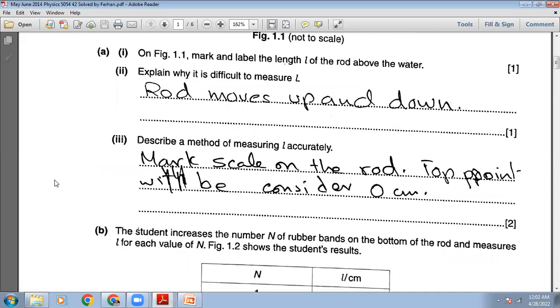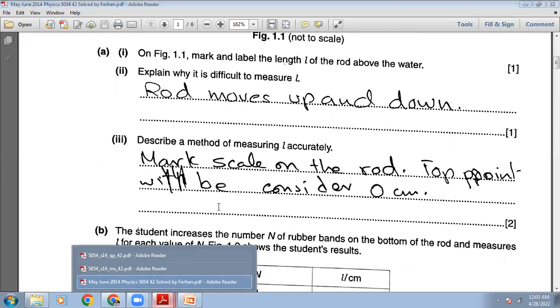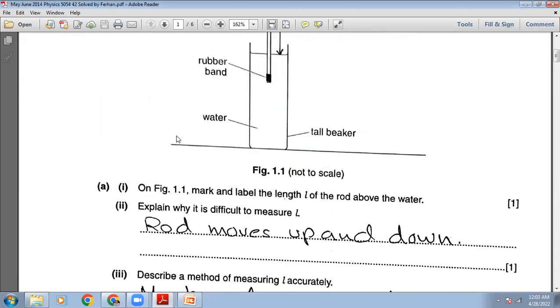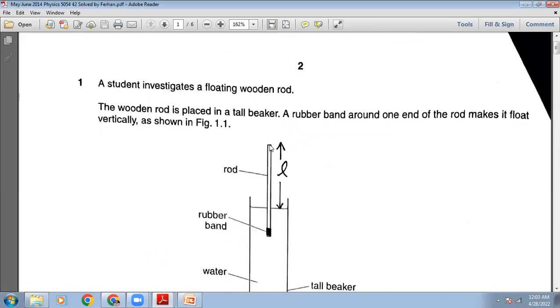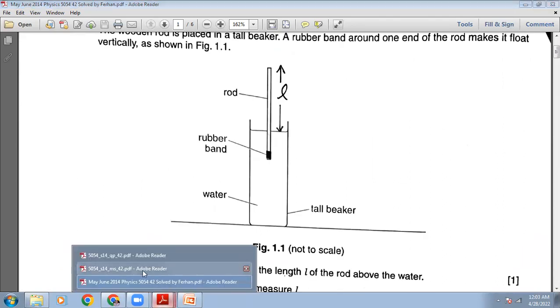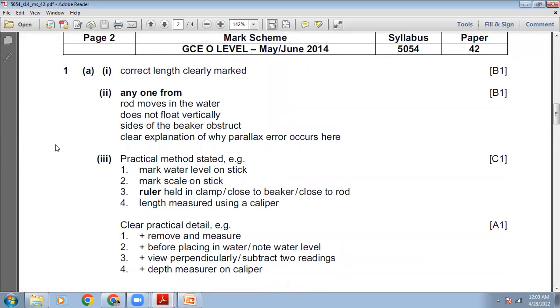Mark the scale on the rod. That's the meaning of the mark scale on the rod. Top point will be considered 0 centimeter. So consider this top as 0. Put 0 here, and whatever will be here, that's the L value. So let's check the marking scheme first. Correct length clearly marked. Okay, we are done with that.